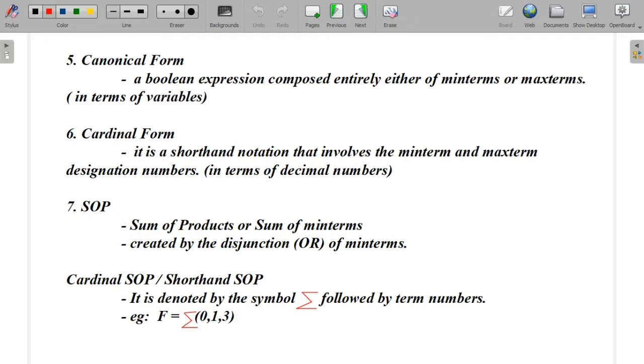This term number is known as max or min designation numbers, or in terms of decimal number, that is the term numbers here. So for example, we can write f equal to, f is a function, equal to sigma of decimal numbers, the corresponding minterms and maxterms decimal numbers we are writing. That forms cardinal SOP, cardinal sum of products form, or cardinal sum of products expression, or shorthand SOP expression.